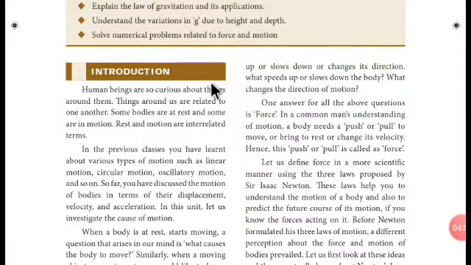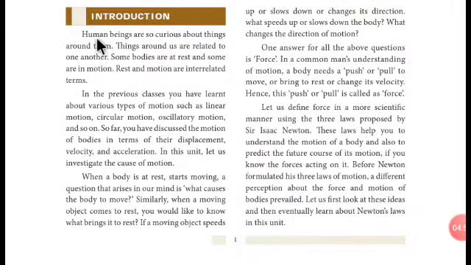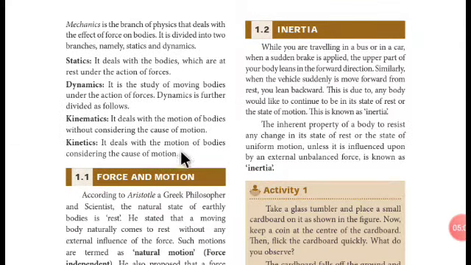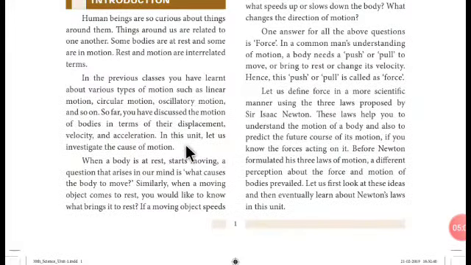Okay, now coming back to the theory part, and this lecture will be teaching you what is there in this introduction part. From here to here I'll be teaching it, and the next lecture will be starting from 1.1 force and motions. Okay, now going line by line.